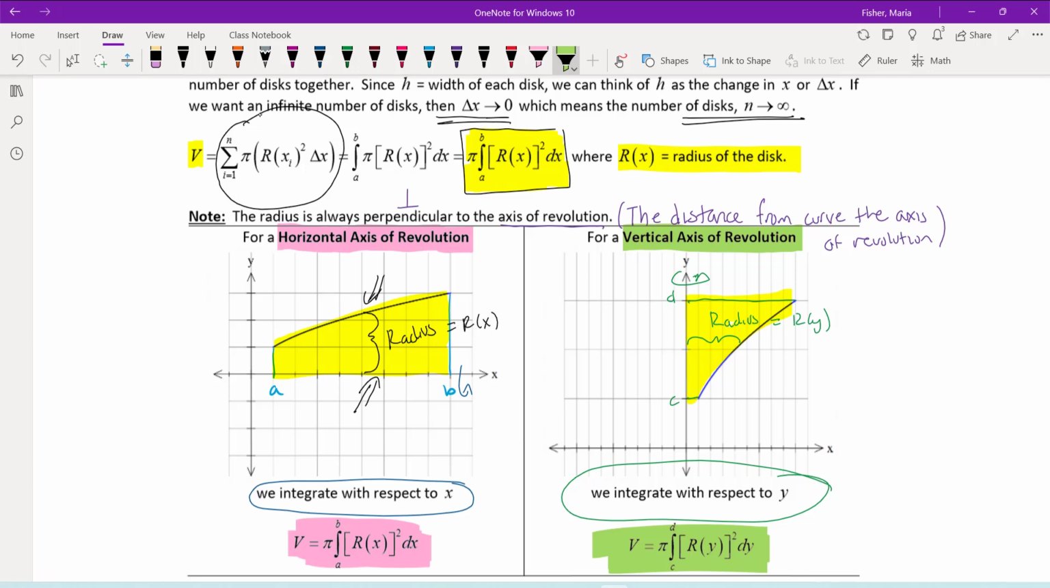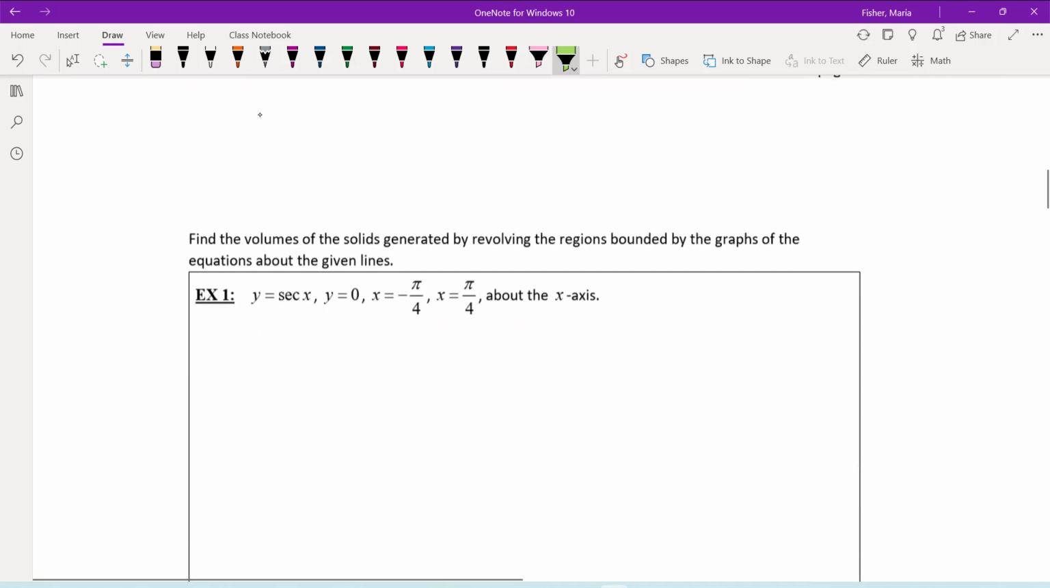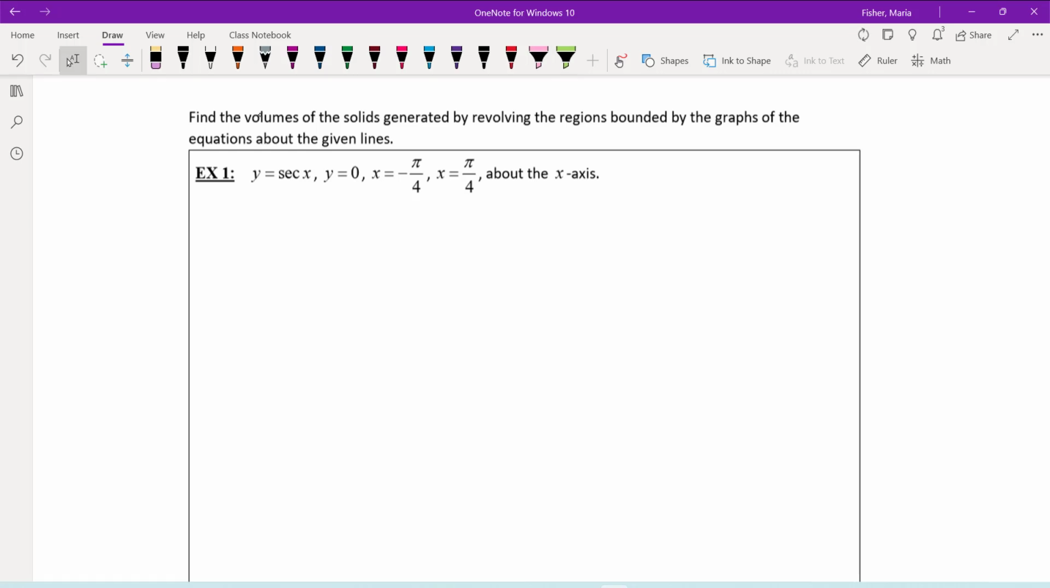Let's look at some examples where we're finding the volume of the solid generated by revolving the region bounded by the graph of the equation about the given lines. Number 1 is y equals the secant of x, y equals 0, x equals negative pi over 4, x equals positive pi over 4 about the x-axis. Now we don't need to draw this, but I'm going to go ahead and draw it so that I can figure out what my region is, so I can find my limits of integration and my radius.